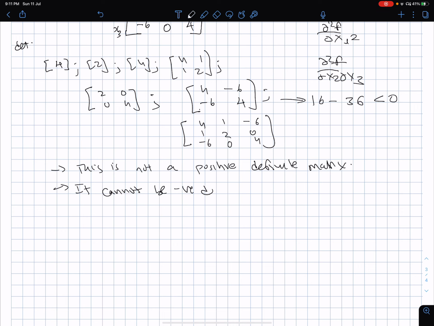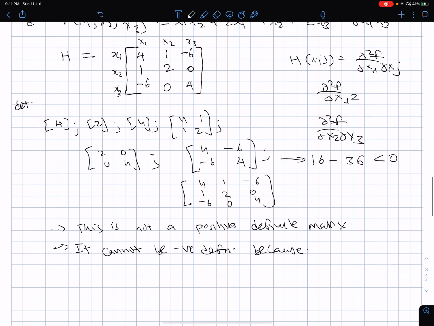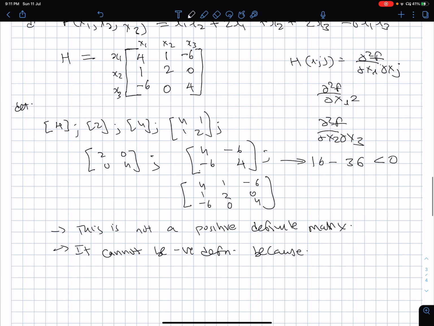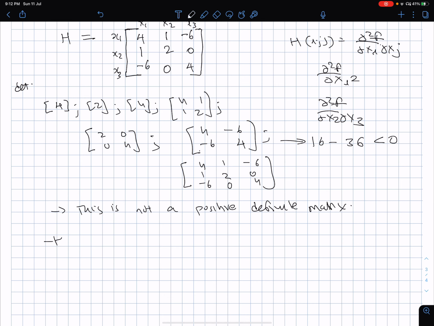negative definite also, because can I say that to check negative definiteness I should check at minus of h. So let me write the minus of h. No, let's not jump to the conclusion. Since h is not positive definite, we should see if minus h is positive definite, which indicates that it would be a concave function.